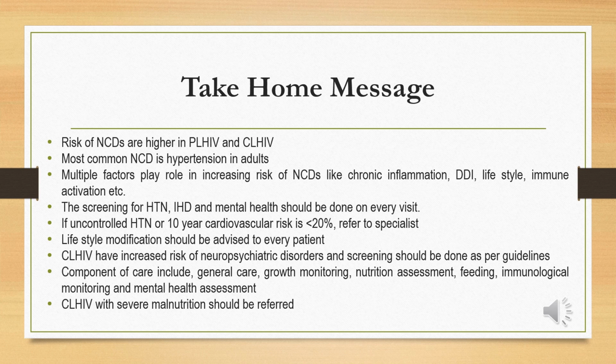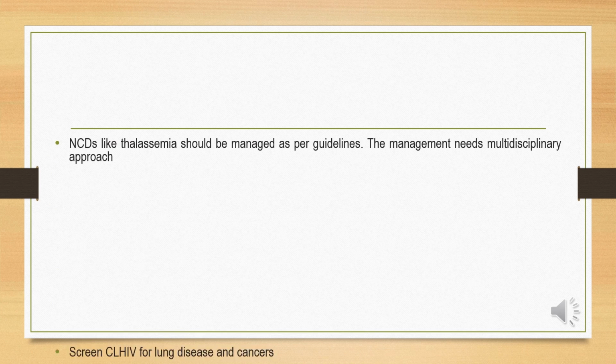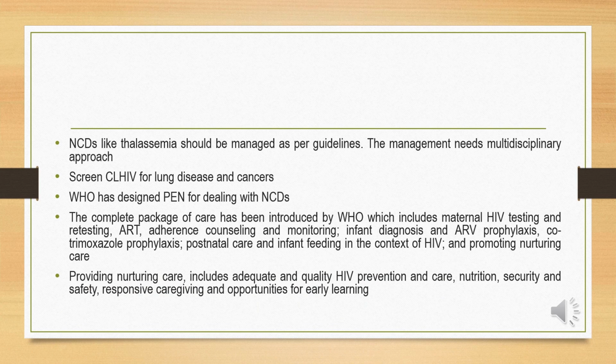Children living with HIV have an increased risk of neuropsychiatric disorders, and screening should be done as per guidelines. Components of care include general care, growth monitoring, nutrition assessment, feeding, immunological monitoring, and mental health assessment. Children living with HIV with severe malnutrition should be referred for nutritional support. Feeding for infants is indicated for the initial 6 months until a substitute is feasible. Nutritional assessment of children should be done like the general population. Non-communicable diseases like thalassemia should be managed as per guidelines. The management needs a multidisciplinary approach.